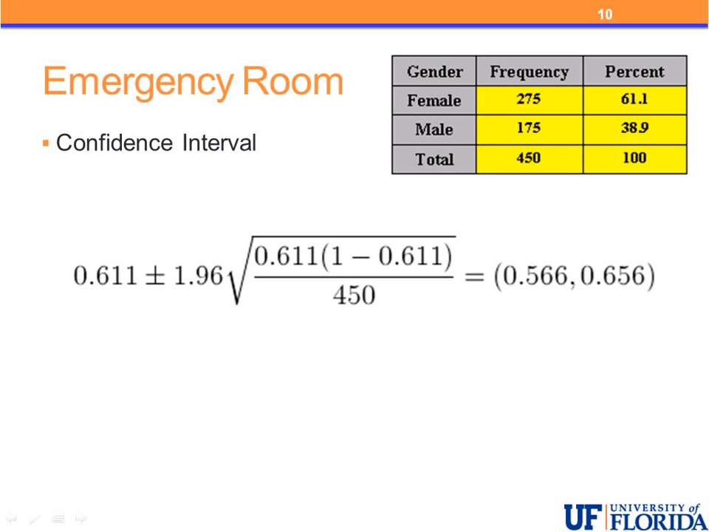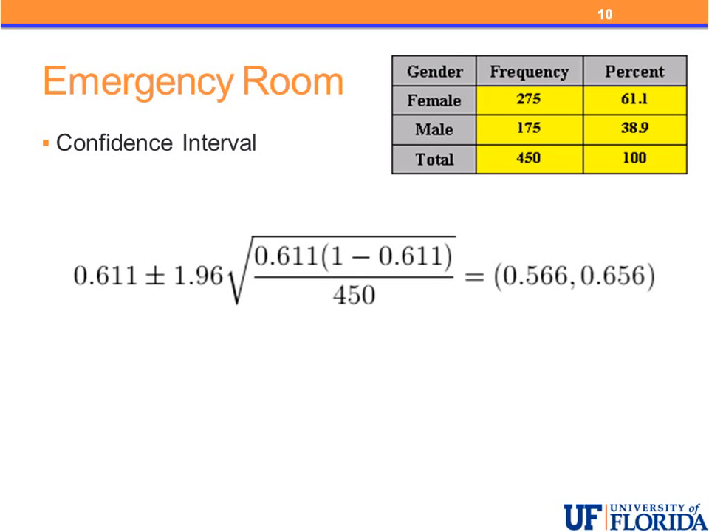The appropriate confidence multiplier in this case is from a normal distribution, because for large enough samples, the distribution of all possible p-hats, the sampling distribution, will be approximately normally distributed. This confidence interval consists of our estimate plus or minus our confidence multiplier, 1.96, times the estimated standard error of our statistic. The resulting interval is 0.566 to 0.656. Thus, we are 95% confident that between 56.6% and 65.6% of all ER patients at this hospital are female.